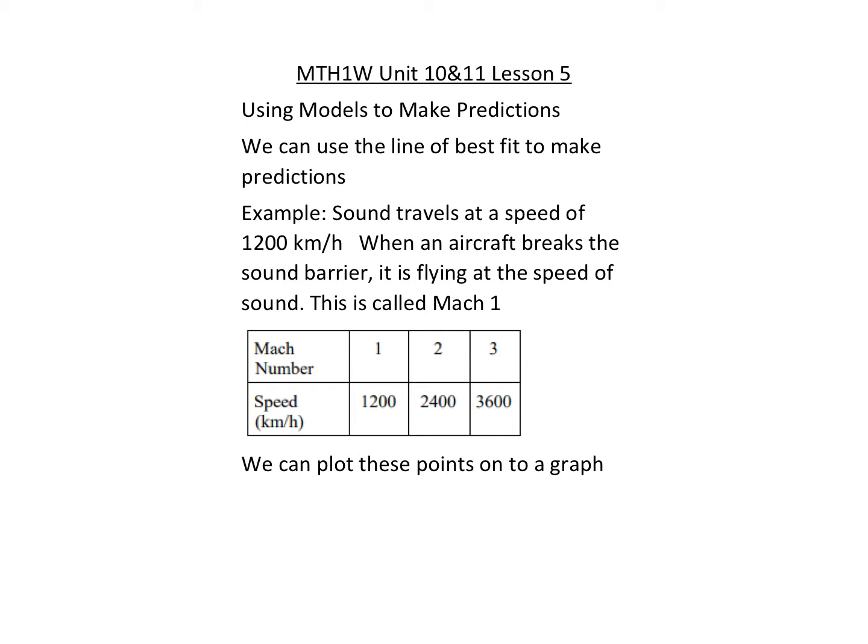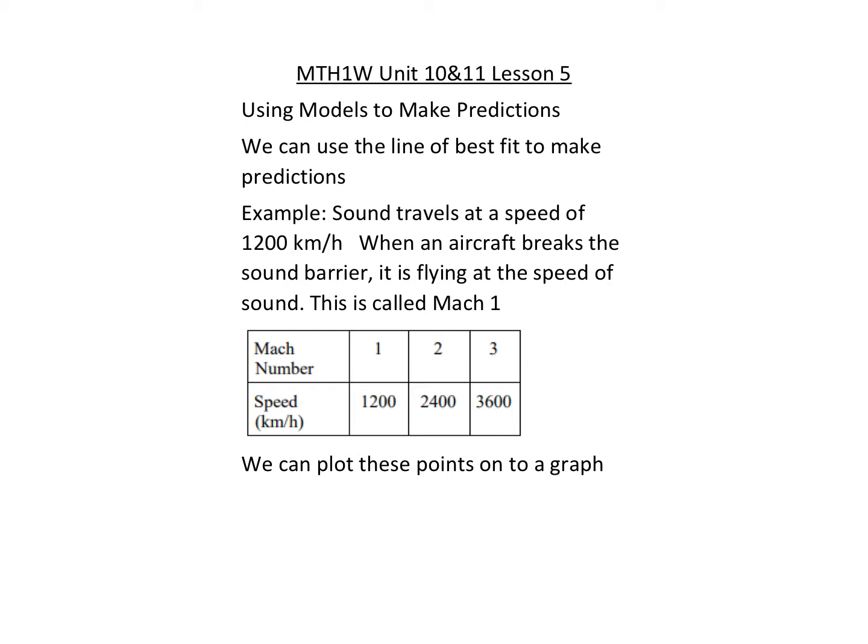So for example, we have a table of values here where the speed of sound is related to the speed of a plane or an aircraft. Sound travels at a speed of 1,200 kilometers per hour. When it breaks the sound barrier, it is flying at the speed of sound, and this is called Mach 1. So Mach 1 is 1,200 kilometers per hour, Mach 2 would be 2,400 kilometers per hour, and Mach 3 would be 3,600 kilometers per hour.